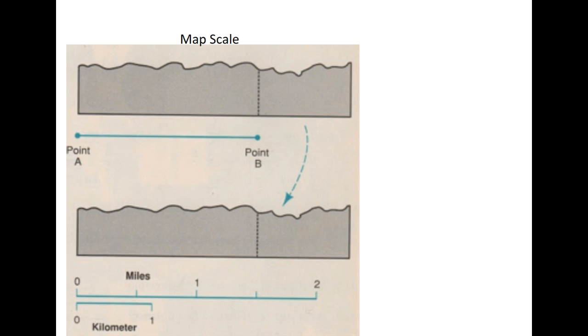Using the scale to measure distances between places on a map is easy. Use a piece of paper, like this one. Put the edge of the paper between the two points you wish to measure, and make a mark on the paper at each point, as you can see here and here. Then put the piece of paper on the map scale, with one mark at zero, and the other mark will tell you the distance. In this case, it would be 1.5 miles.